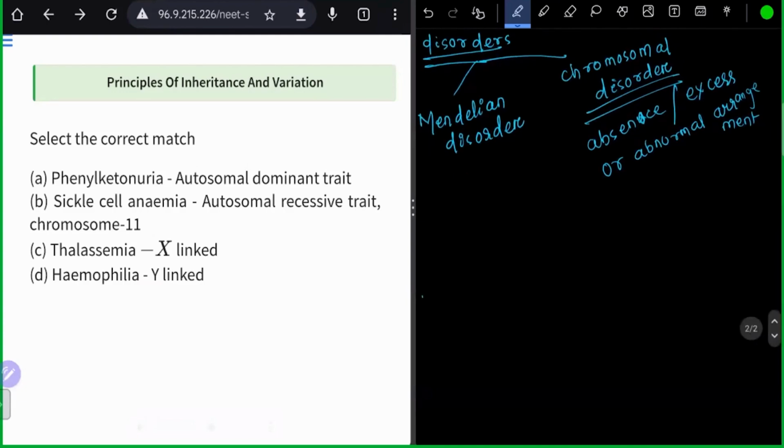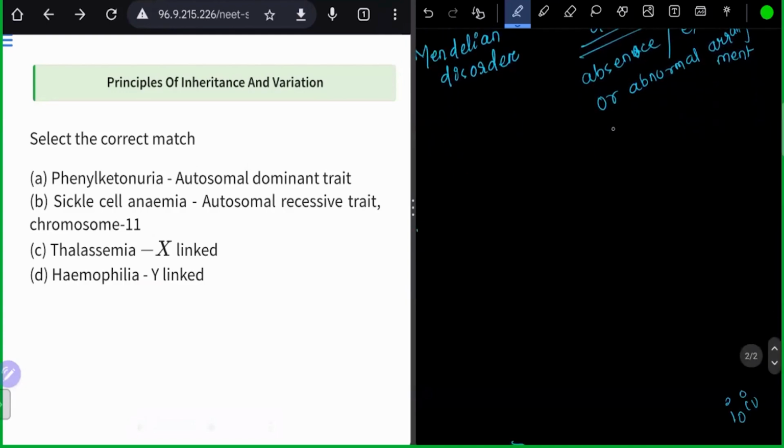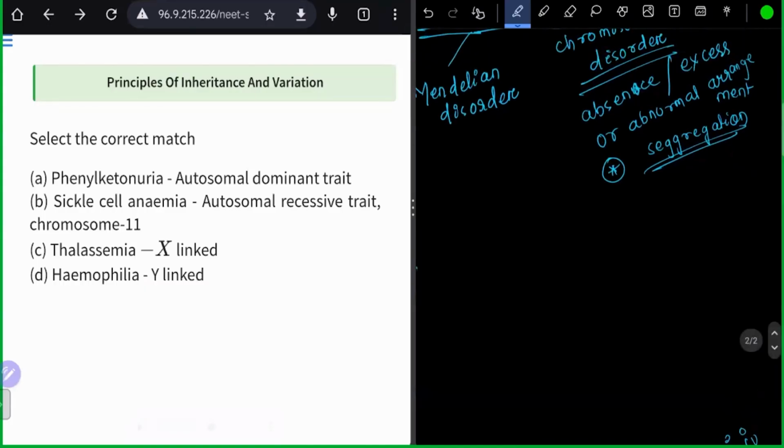We know that in meiosis there is a step called segregation. Segregation in meiosis 1 is segregation of chromosomes, and in meiosis 2 it is segregation of sister chromatids. So when there is a defect during the cell division cycle, it results in gaining or losing of chromosomes.